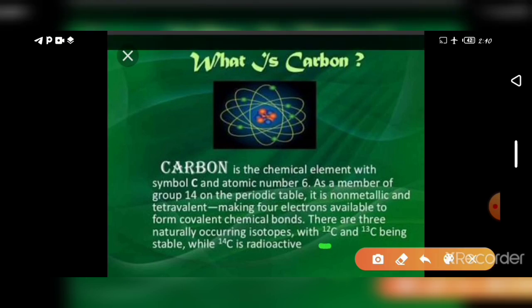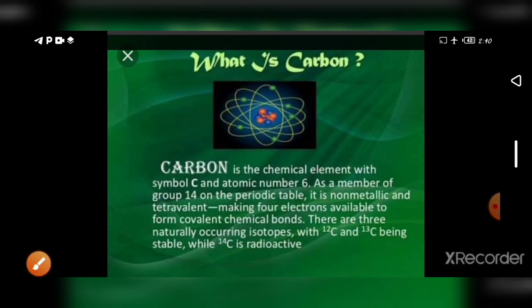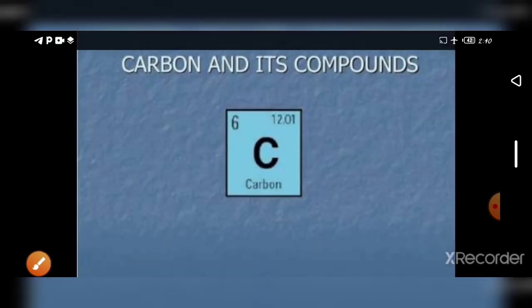See here, C12, C13 and C14. C12 and C13 occur naturally, but C14 is a radioactive element. It is not stable. Okay, now we go to the next topic, carbon and its compounds.